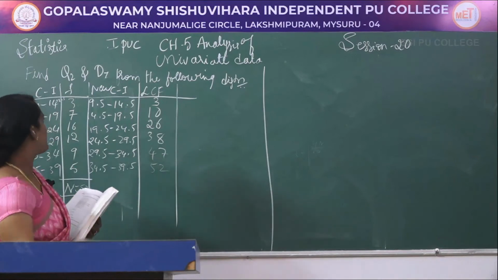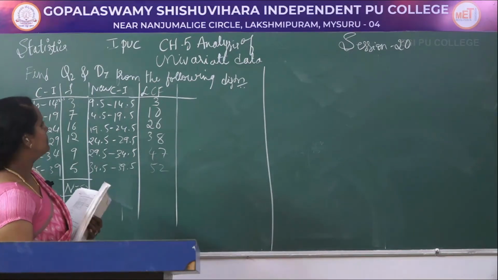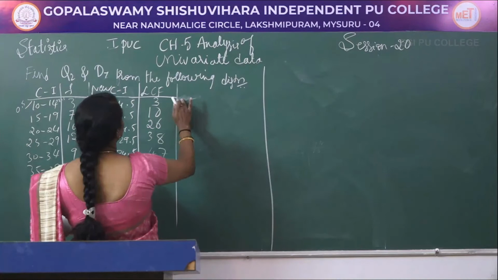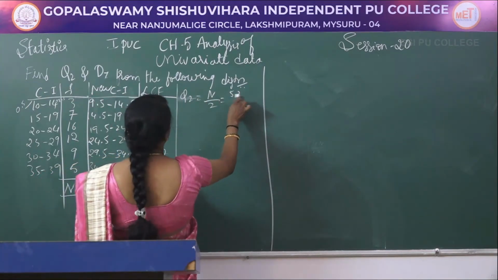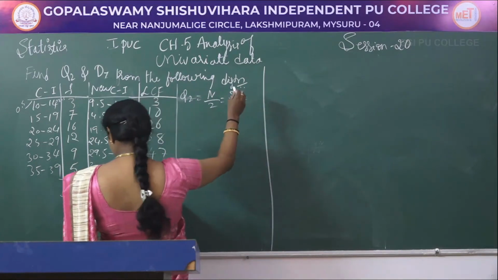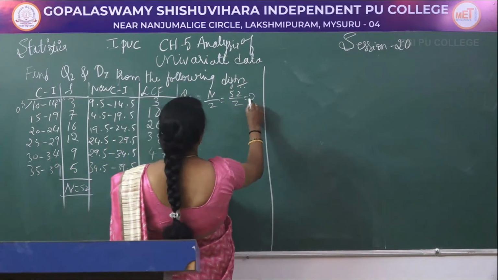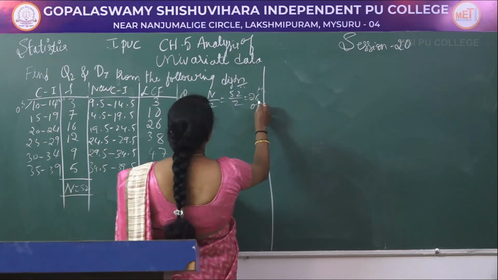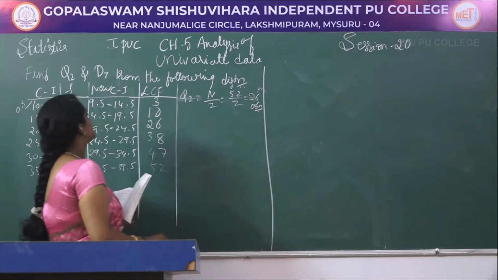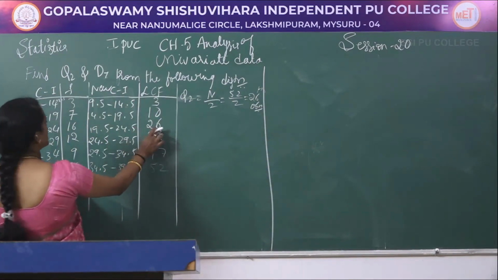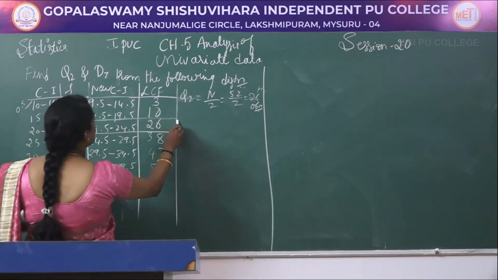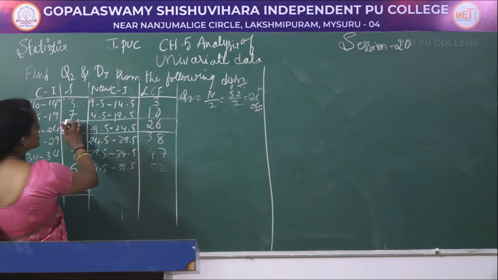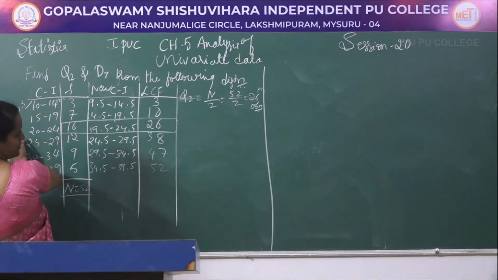Since this is a class interval problem, to find Q2 it is N by 2. That's it. It is 52 by 2. This is the 26th observation. The 26th observation exactly comes in 26 here. So I have taken this one. For our calculation, we have to take this new class interval, not the previous one.